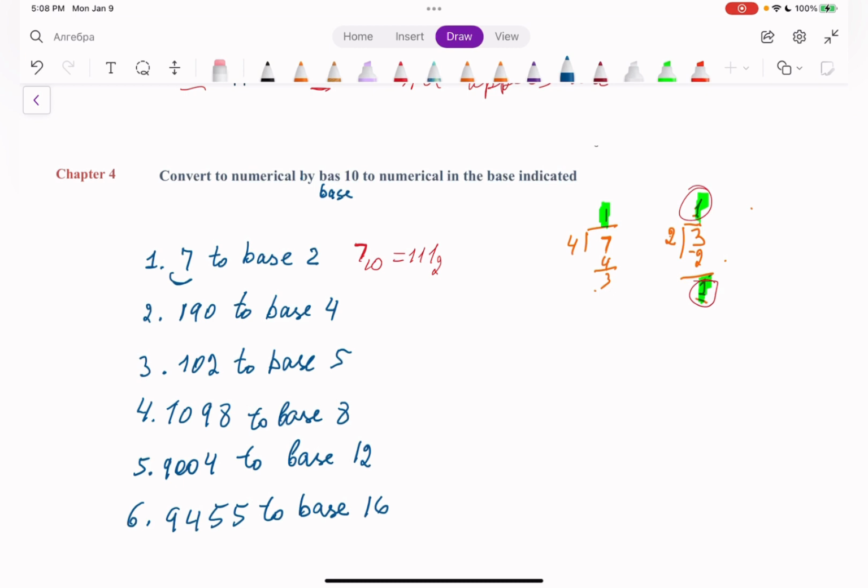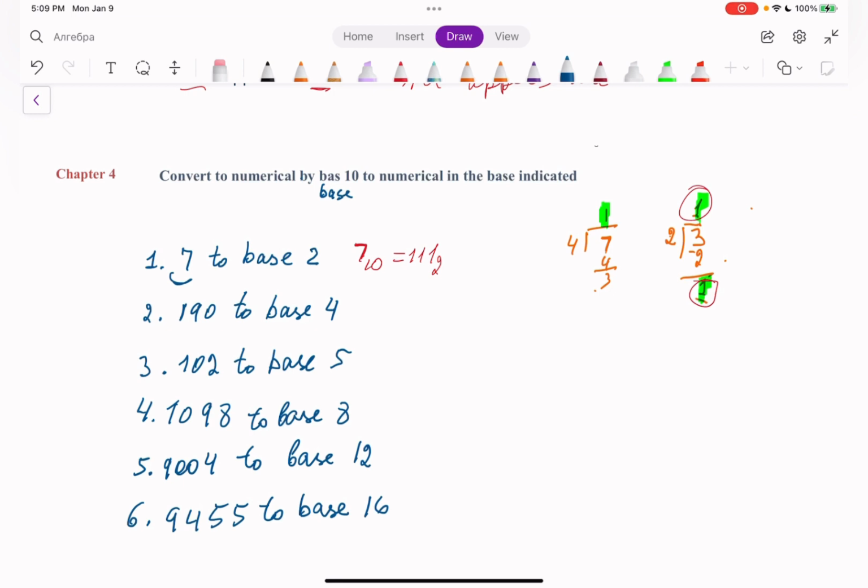Okay, what are we going to do? Base 4. 4 to what power maximum is going to fit in 190? Let's see. 4 squared is 16. It's not going to fit. 4 cubed is 64. It's not going to fit, it's too far from 190. So let me see, 4 to the power 4 is 256.